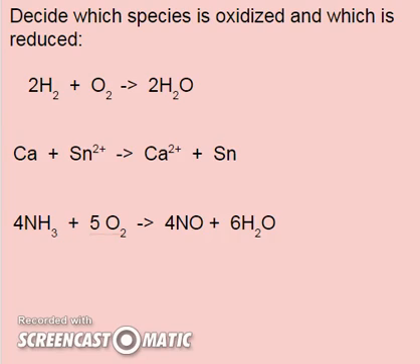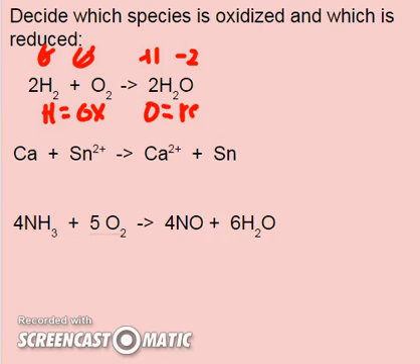If I look at this first one, the H and the O are both going to be 0 on this side because they're elemental. So with H2O, H is going to be a +1, O is going to be a -2 as its preferred. So if hydrogen goes from 0 to +1, it's losing, or being oxidized, whereas oxygen is gaining, or being reduced.